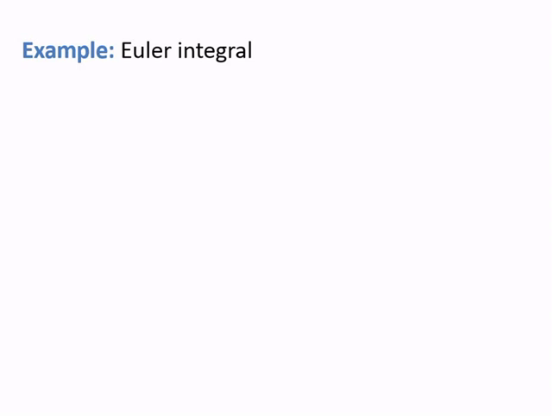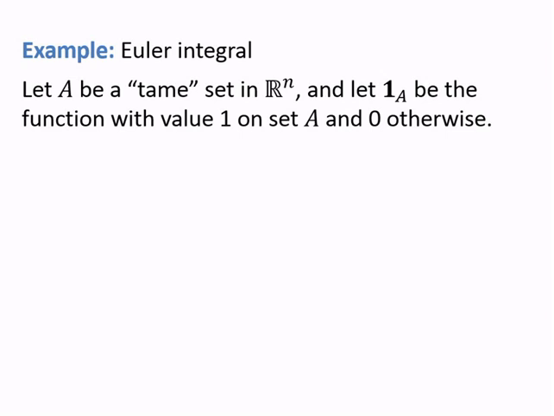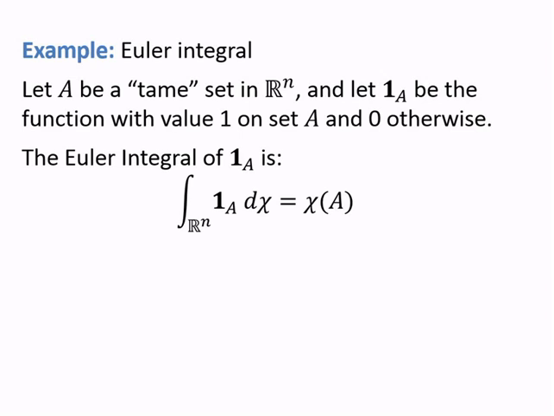How about something called the Euler integral? This is something that has been popularized in recent years in the applied topology community by Rob Ghrist, my thesis advisor, and Yuliy Baryshnikov. So suppose I have a tame set A in R^n, which has a well-defined Euler characteristic. And I look at the indicator function on this set, 1_A, which has value 1 on A and 0 otherwise. I could define the Euler integral of such a function, which I'm going to denote by the integral with respect to dχ. This is an integral using Euler characteristic as a measure, if you will. And this Euler integral is equal to the Euler characteristic of A.